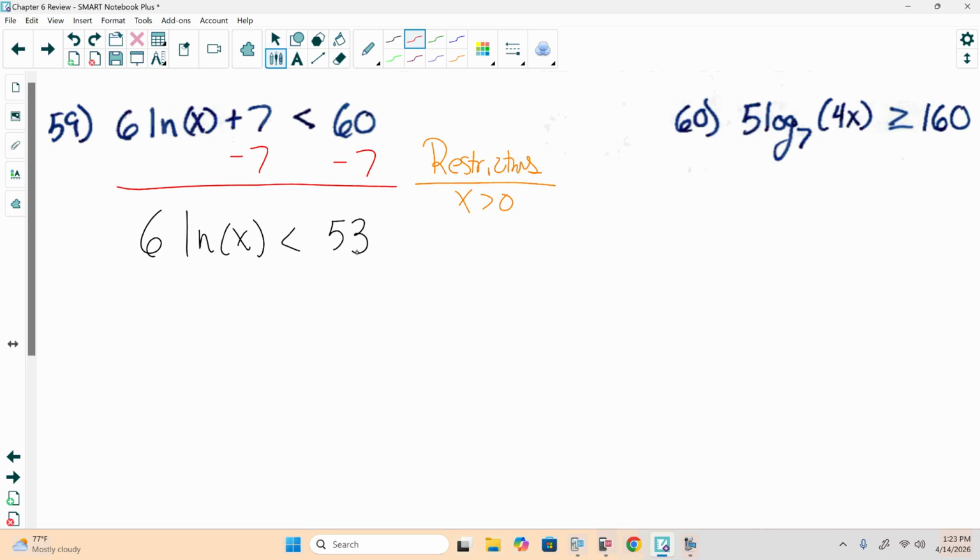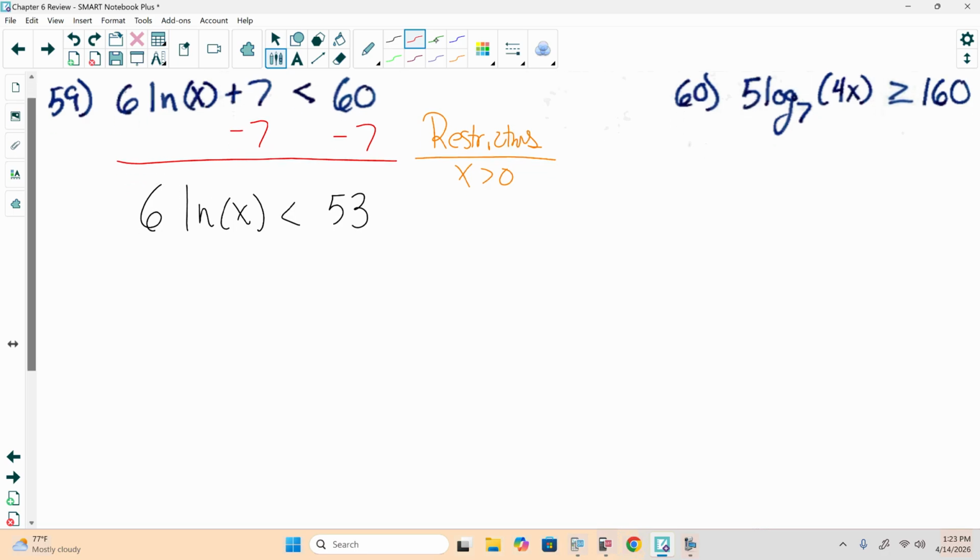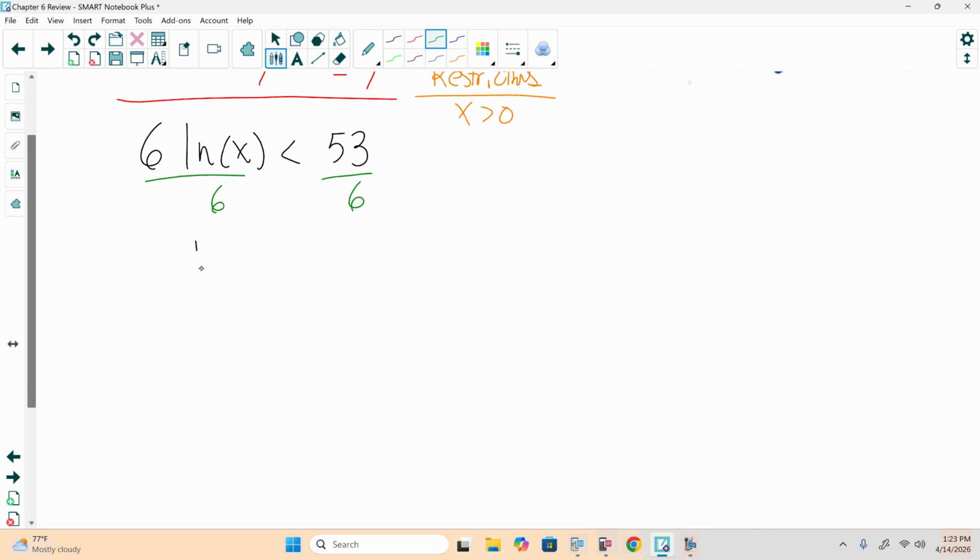So the first thing I would do is subtract 7 from both sides. Then we would do what? Divide both sides by 6. Telling us that the natural log of x is less than 53/6. I can tell you this, 53 will not divide by 6 nicely.